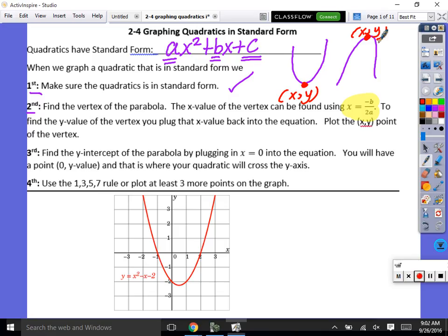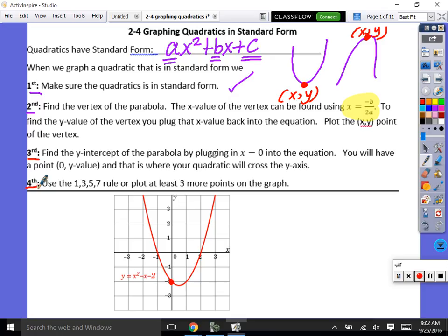Once we know the vertex, then our third step will be to find the y-intercept. And that's where it crosses the y-axis, correct? And you'll just do that algebraically by plugging in 0 in for x. That's when x equals 0. Think about it, guys. If this is our y-intercept right here, isn't that when x is 0? Yeah? We plug in 0 into the function, right? It's not over 0 on x, but down, whatever. Everybody understand that?